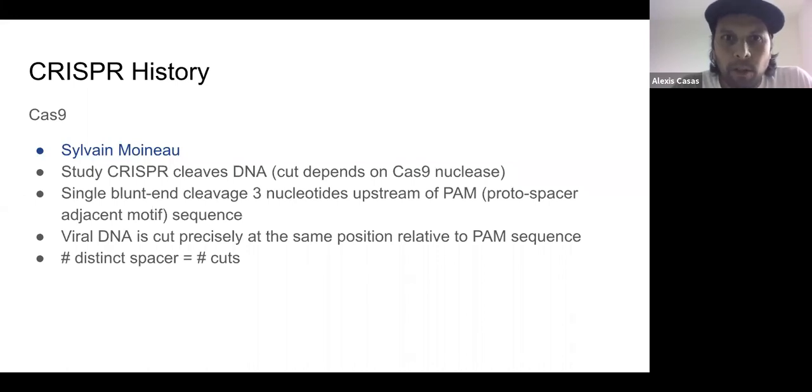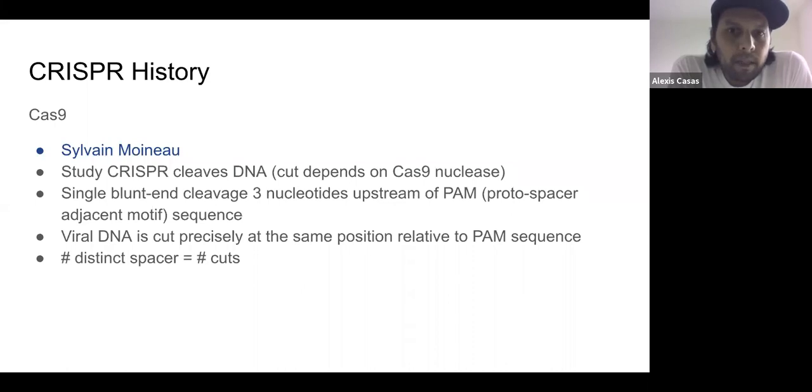Then we go to a year later, about 2009 or 2010. We go to Canada, somewhere else, at the University of Laval in Quebec City. And Sylvain Moineau was studying CRISPR that cleaves DNA. And he found out that that cut depends on the Cas9 nuclease.